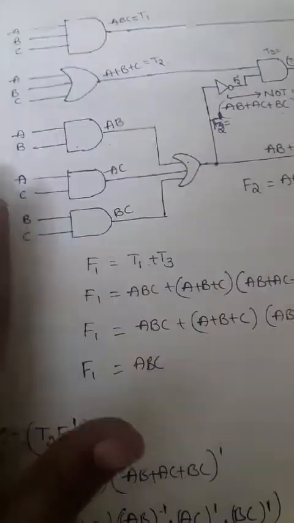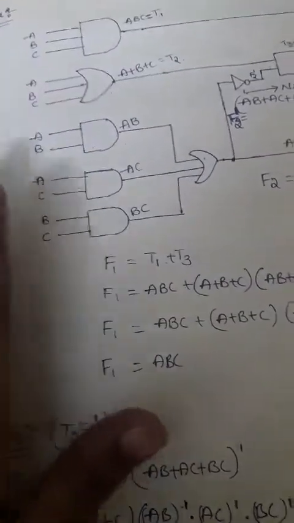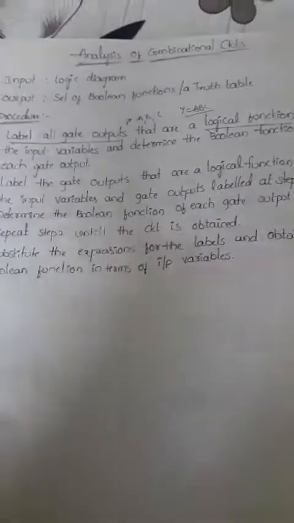Whatever logic circuit you are having, just find the Boolean expression and truth table like this. So you can follow the steps. What are the rules we are having in that analysis procedure? You can follow those rules. Just check it, is it right or wrong.